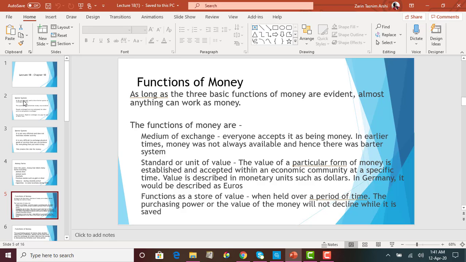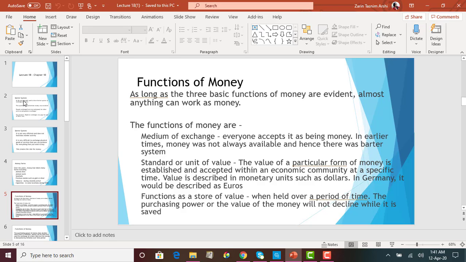And the third function is it must be a store of value. So when we hold this over a period of time, it must store value. Let's say if I keep $1 in a drawer or on a shelf for 3 years, and then I come back, it will still be $1. It will not become 50 cents suddenly, right?